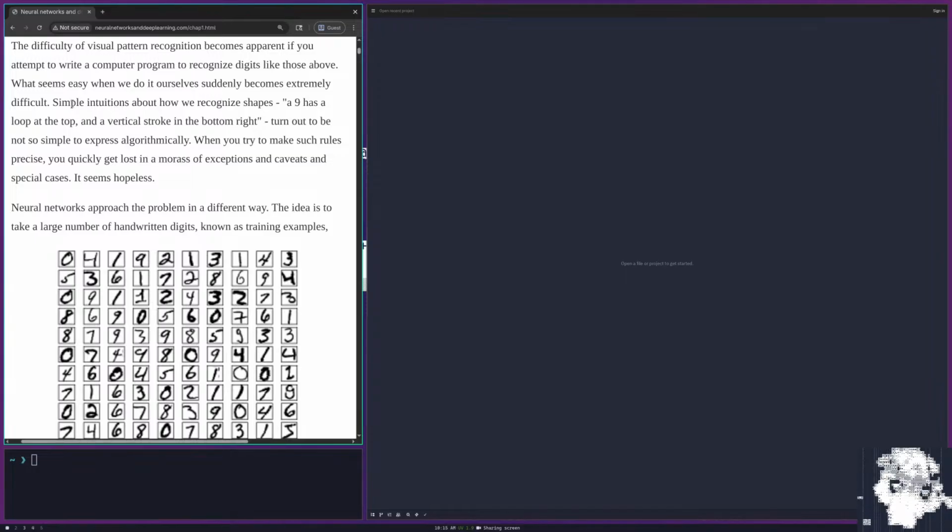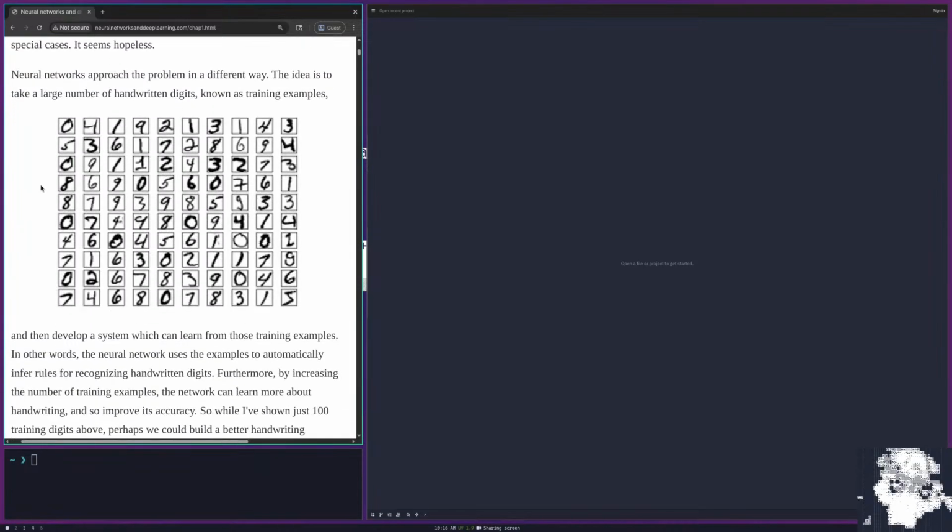Simple intuitions about how we recognize shapes, a 9 has a loop at the top and a vertical stroke in the bottom right, turn out to be not so simple to express algorithmically. When you try to make such rules precise, you quickly get lost in a morass of exceptions and caveats and special cases. It seems hopeless. Neural networks approach the problem in a different way.